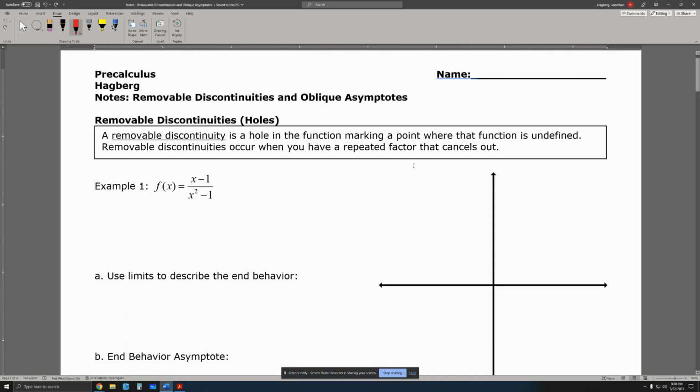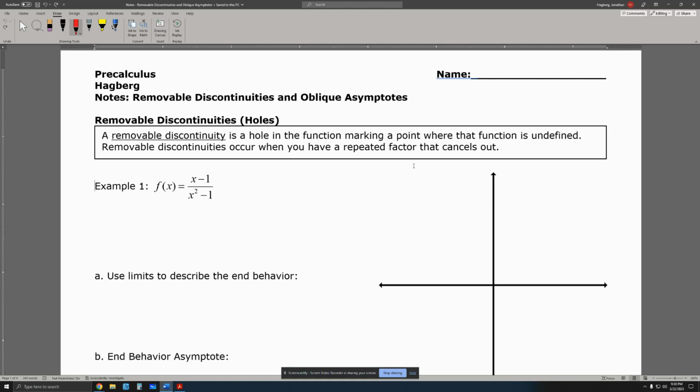Hi everyone. Today we're going to be completing our notes on removable discontinuities and oblique asymptotes for rational functions. I want to start just by defining what is a removable discontinuity, or a hole. A removable discontinuity is a hole in the function marking a point where the function is undefined.